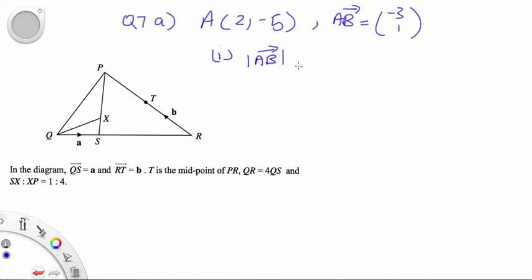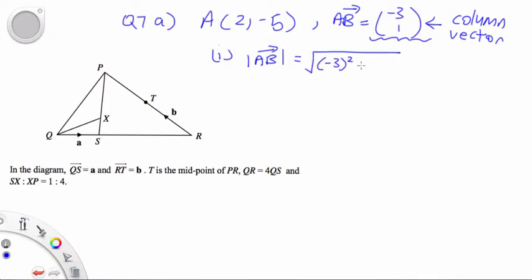AB. Now for this case, to find the magnitude of AB, since the column vector AB has already been given, this is known as your column vector because they are arranged in a column. You can straight away apply the formula x squared, which is negative 3 squared, plus y squared, which is 1 squared. You can then calculate the answer, 3.16. Again, make sure you write down your units. So this is for your magnitude AB.